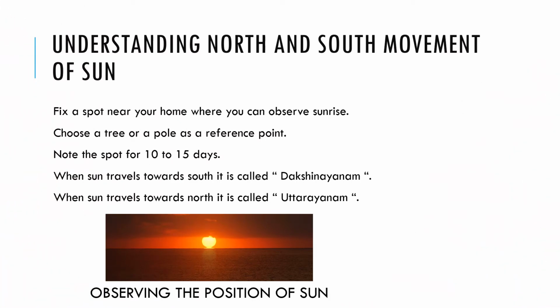Our second topic is understanding the north and south movement of the sun. Fix a spot near your home where you can observe the sunrise. Choose a tree or a pole as a reference point. Note the spot for 10 to 15 days. You can observe and understand the north and south movements of the sun. When the sun travels towards the south, it is called Dakshinayanam. When the sun travels towards the north, it is called Uttarayanam.